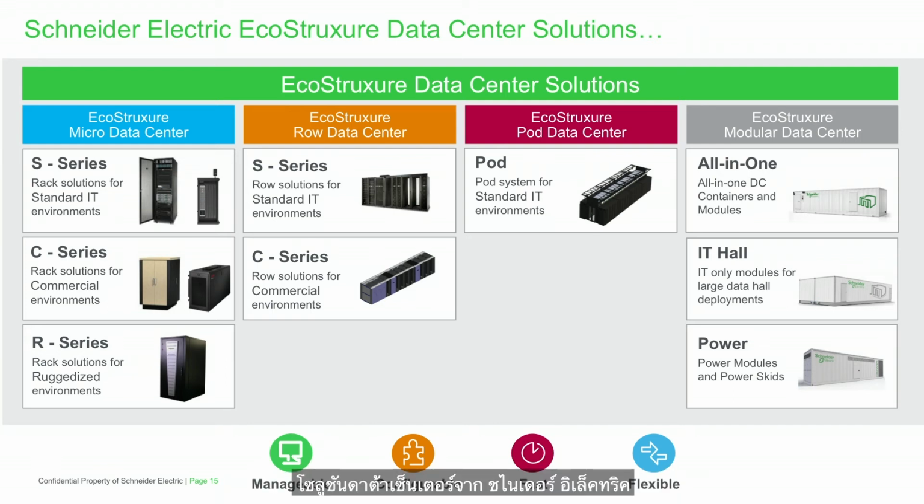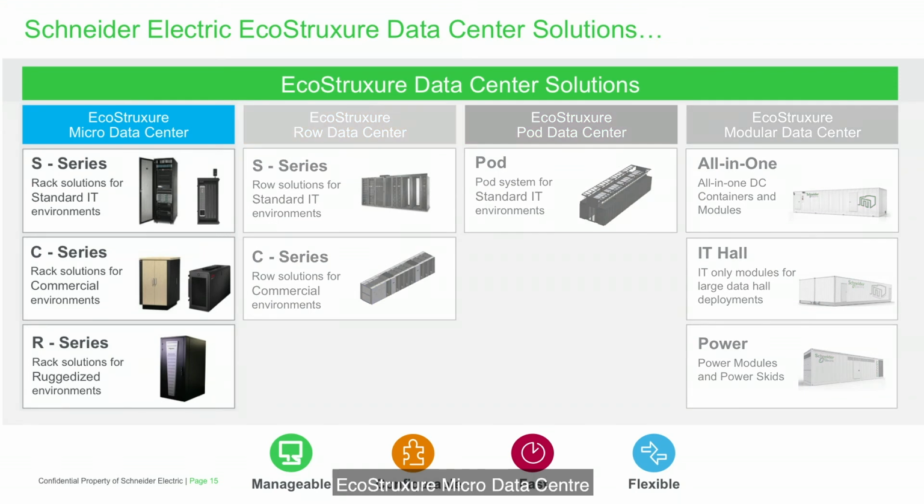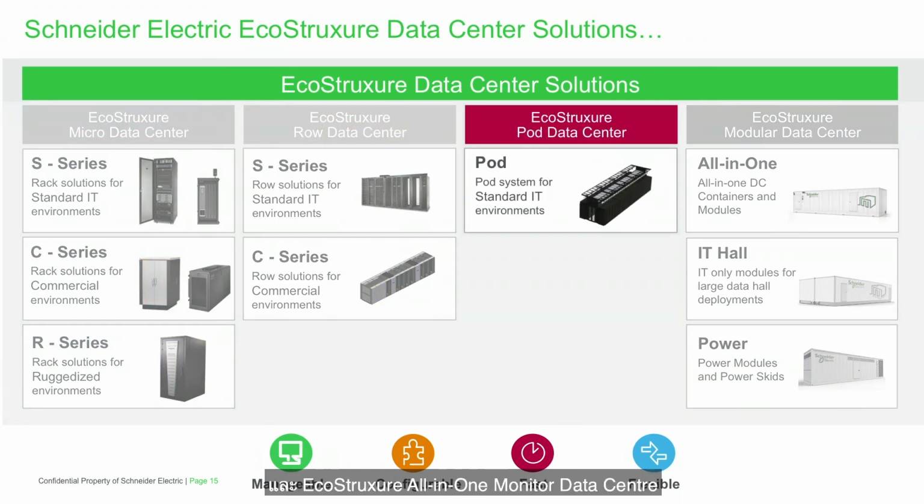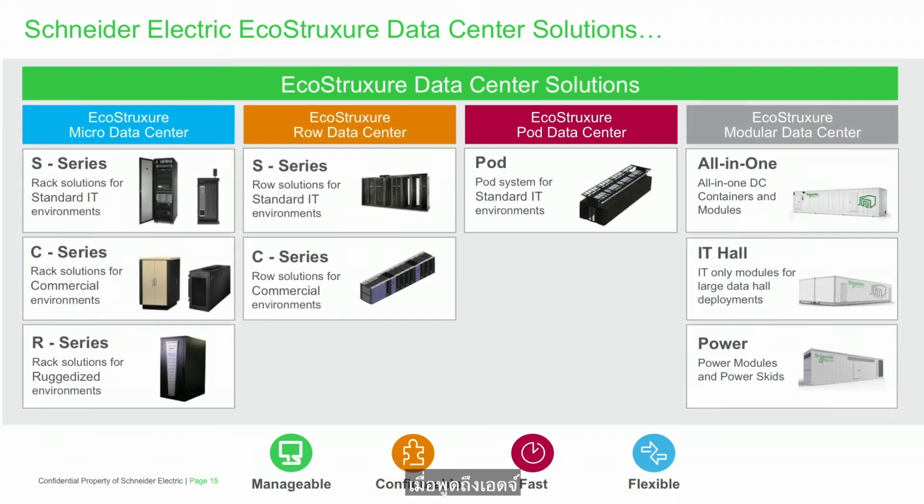Schneider Electric Data Center Solutions portfolio has been classified into 4 different quadrants: EcoStruxure Micro Data Center, EcoStruxure Row Data Center, EcoStruxure Pod Data Center, and EcoStruxure All-in-One Modular Data Center. When it comes to edge, EcoStruxure Micro Data Center and EcoStruxure Row Data Center play a very significant role. Let us take an example of EcoStruxure Micro Data Center.